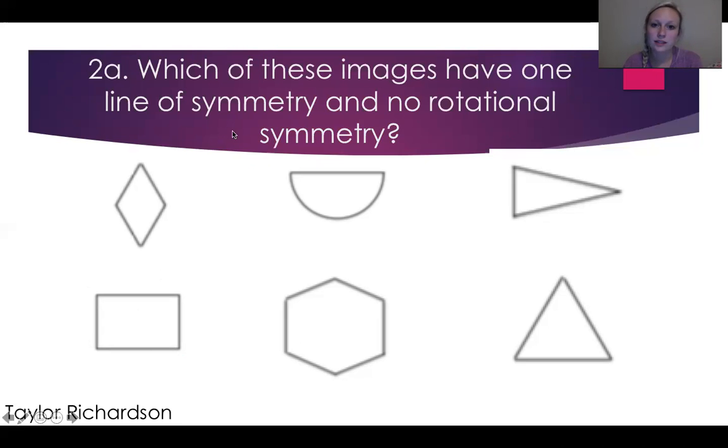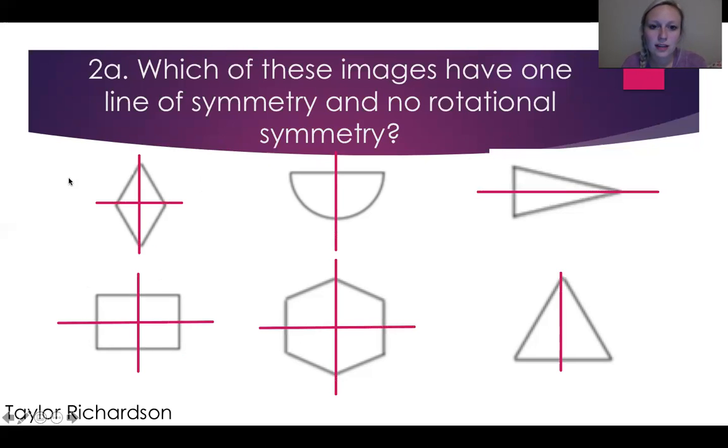And so we are looking for images within these that have one line of symmetry but do not have rotational symmetry. So I'm going to draw our lines of symmetry. Here they are. We can see that this diamond, the rectangle, the hexagon, they have more than one line of symmetry. They have 2 lines of symmetry and sometimes even more.